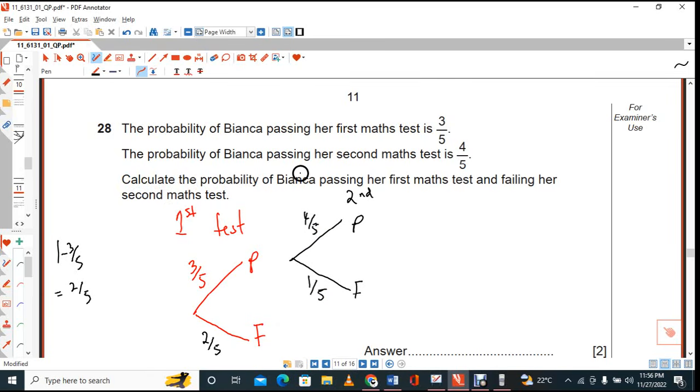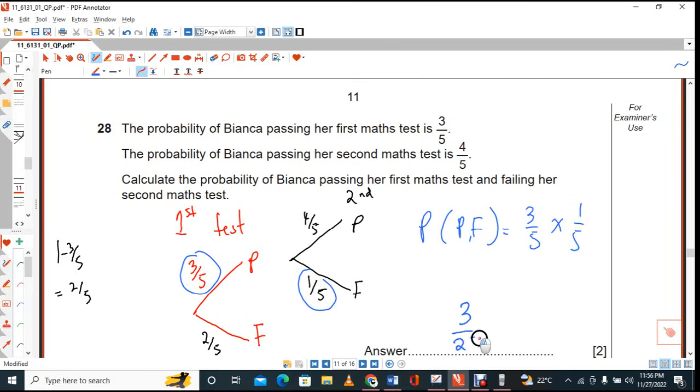It says calculate the probability of Bianca passing her first math test and failing her second. So passing her first test is 3/5, and we multiply by failing the second, 1/5. Can you see that? 1/5, because here we failed this one. So it's this one times that one, which will be nothing but 3/25. And that is the answer to this question.